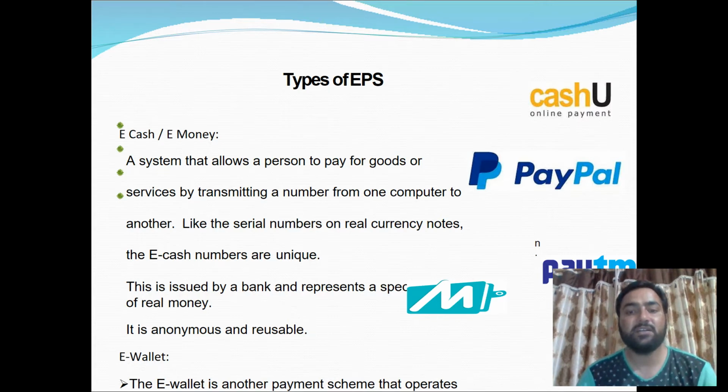Then we are discussing the e-wallet. E-wallet is another payment scheme that operates through an electronic mode, a kind of wallet that you have to store money. In the e-wallet, you can put money from your bank account or through your debit or credit card, and then you can use that money from the wallet directly for making payments for a particular e-commerce activity, or the sale or purchase of any goods or services.